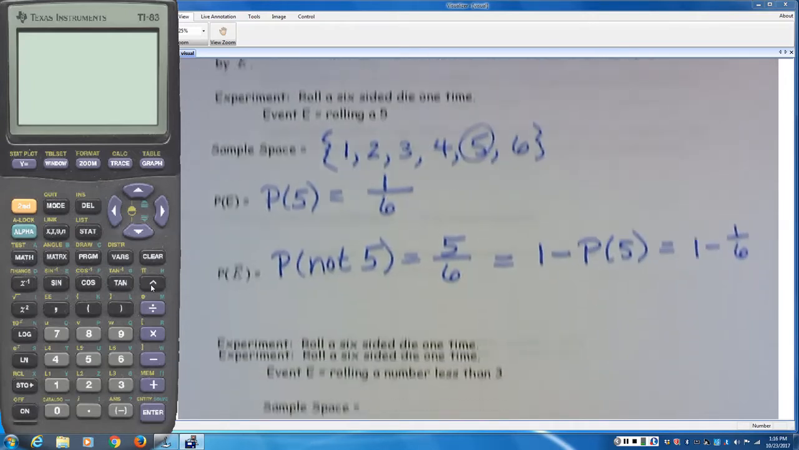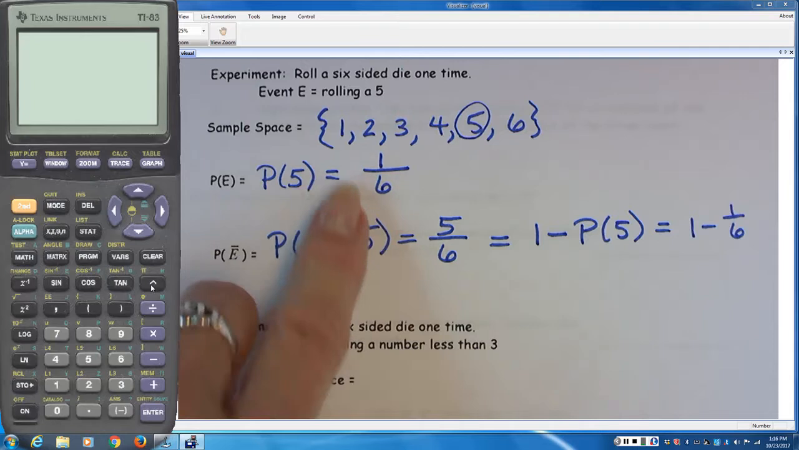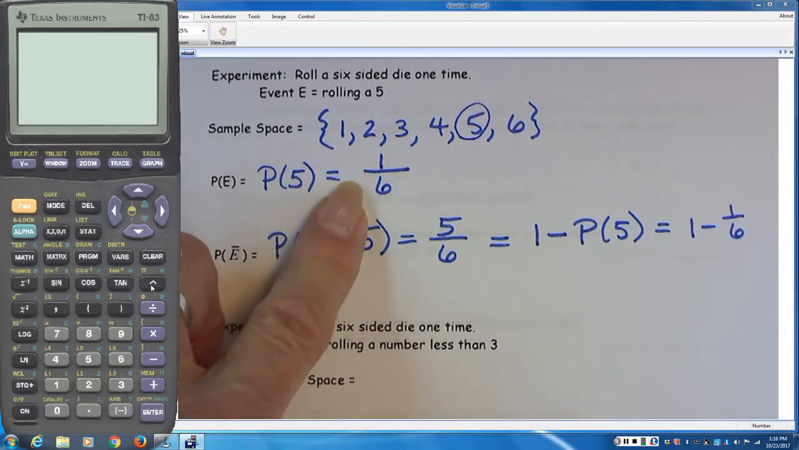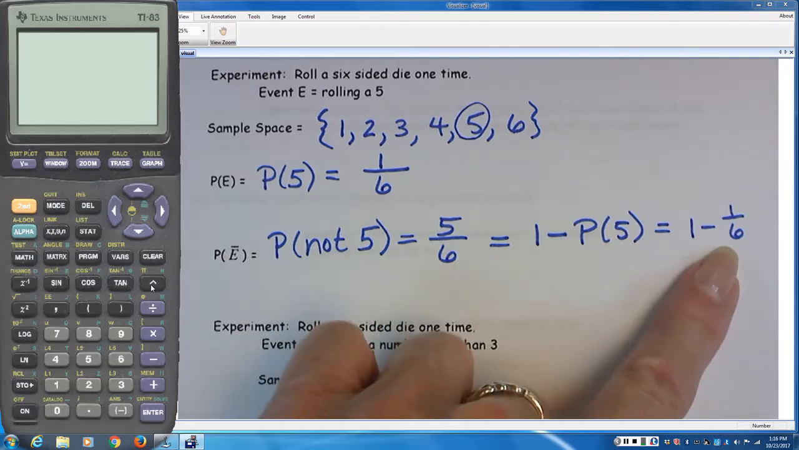So that's what your complement rule means. It means that the probability of an event and its complement have to add up to 1. So if you know the probability something did happen, it's easy to find the probability that it didn't happen.